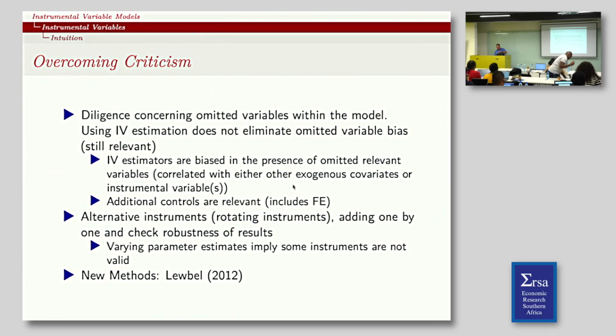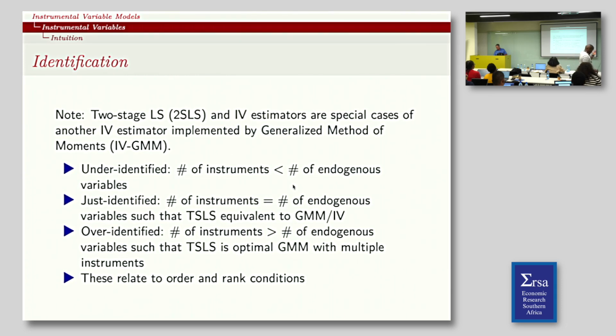Okay. So this is a practical discussion. This is the answer I gave to you a moment ago. A model is under-identified if the number of instruments is less than the number of endogenous variables. It's just identified if the number is equal, and it's over-identified if you've got more instruments than endogenous variables. All of these relate to what are called order and rank conditions, right? In order to get estimates, you really need to have something that's at least full rank. If we don't have full rank, we don't get identification, and so on. This is fairly standard across all of these.